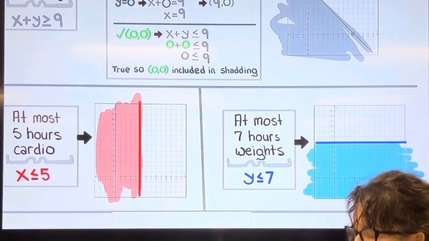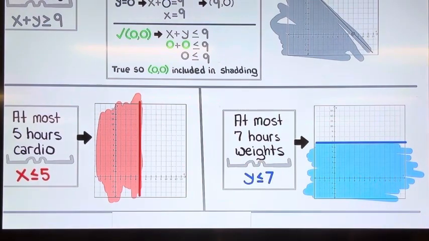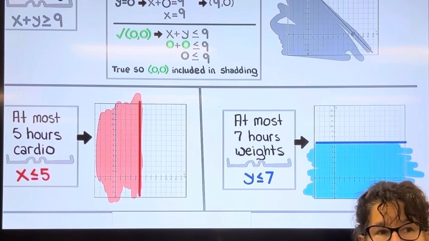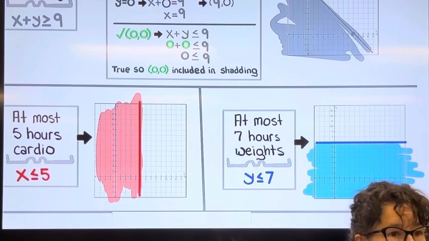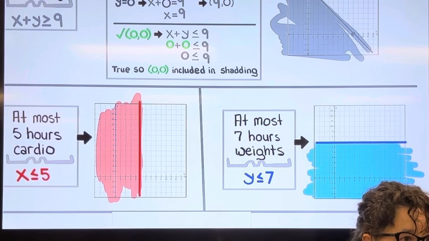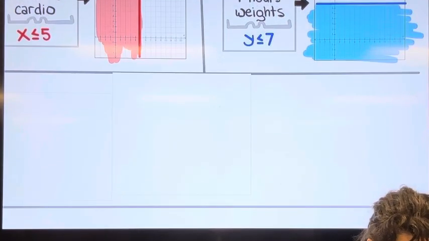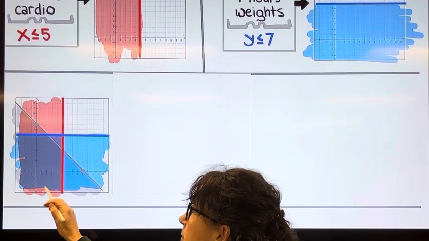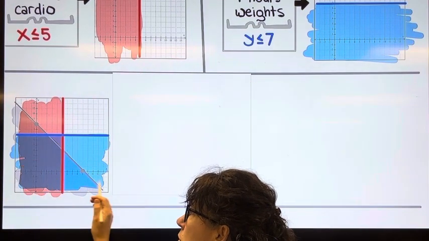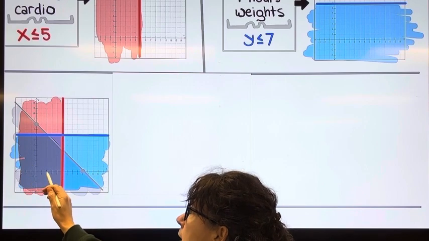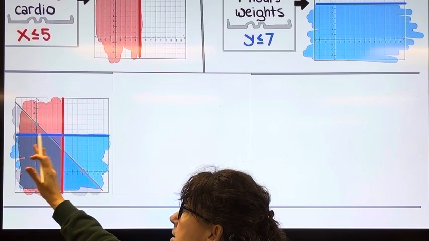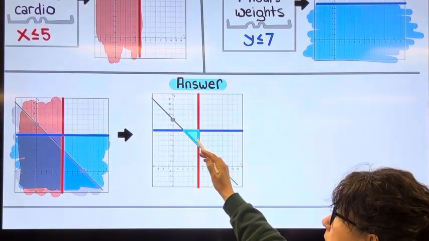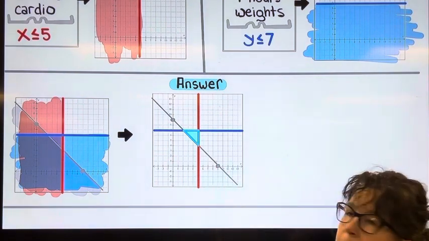And then finally, I've got to put all 3 of these together. But keep in mind, again, on all these story problems, we're going to be in quadrant 1 because you can't work out a negative amount of hours. So when I put in the overlap of all 3, it starts bleeding into the other quadrants. I need to stay above the x-axis and to the right of the y-axis. So my final answer, where all 3 overlap, is right there.